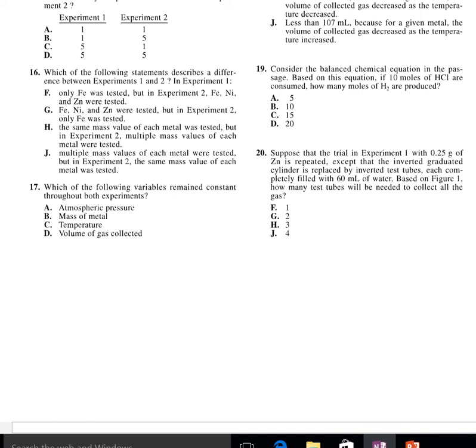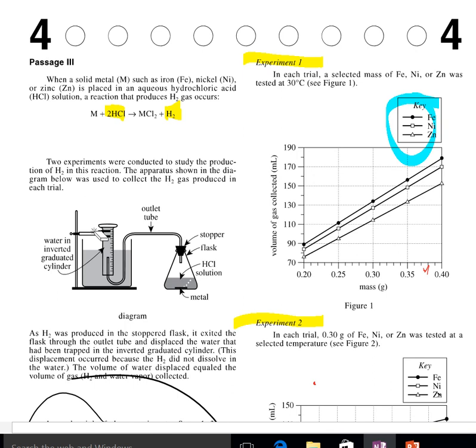All right, number 20. Suppose that the trial in experiment 1 with 0.25 grams of zinc is repeated, except that the inverted graduated cylinder is replaced by inverted test tubes, each completely filled with 60 milliliters of water. Based on figure 1, how many test tubes would we need? So we're looking at this chart over here. So we're no longer using this, but we're using a test tube, and it only holds 60 milliliters of water. And so we're going to be looking at 0.25 grams right here of which element? Oh, it is the zinc.